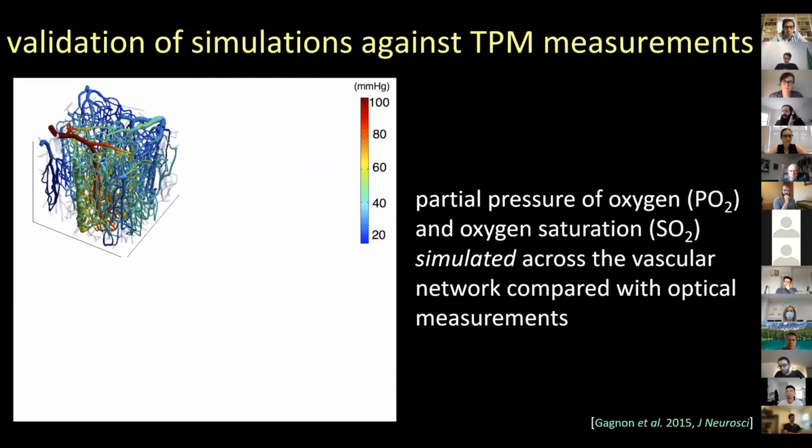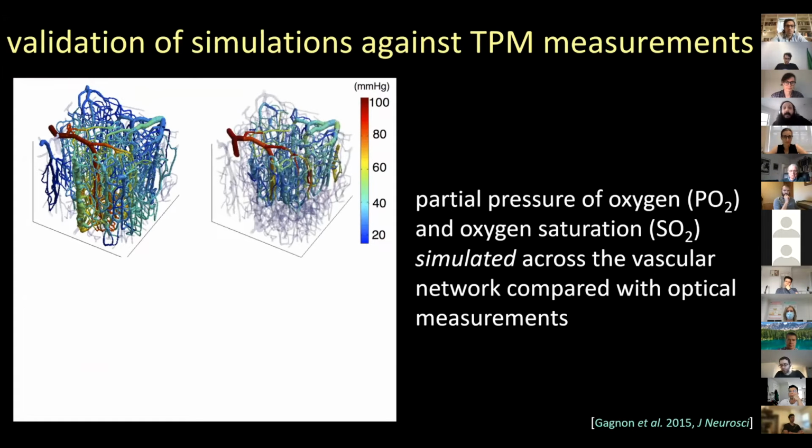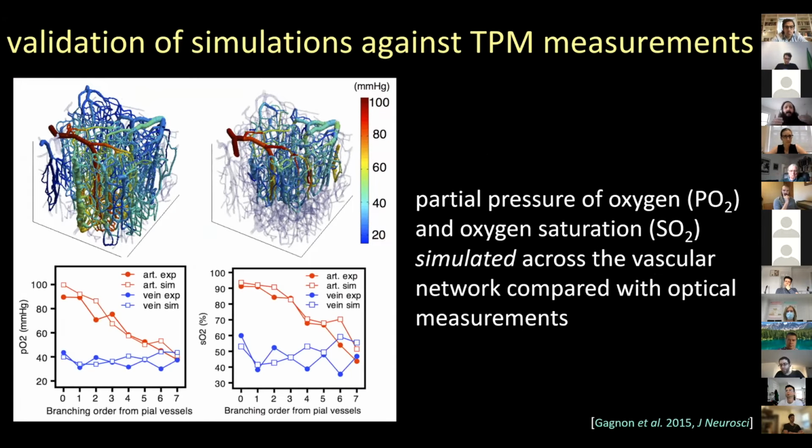So briefly, I should point out that this framework is clearly quite complicated with lots of parameters and assumptions, and therefore there's some danger of overfitting. However, many aspects have been validated against two-photon microscopy measurements in the mouse cortex. So here's an example of the computed partial pressure of oxygen simulated across the vascular network compared with optical measurements. And so we see a quantitative comparison of the simulated and experimental distributions across the vascular network is shown here, indicating a reasonable match. So validations such as this provide us with some confidence in these simulations.